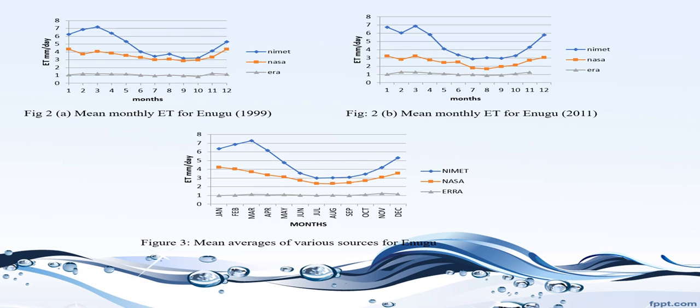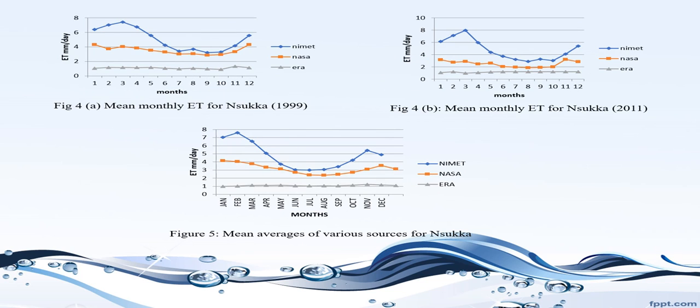This is something we can subject to further investigation, though it's not really within the scope of this present study. We should try to find out what is happening during the rainy season between NASA and NIMET, and also what is happening in the dry season between NASA and NIMET. ERA interim is quite further away, so we can't really include that.